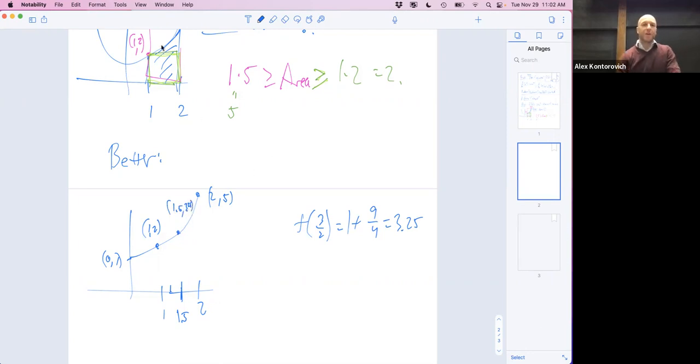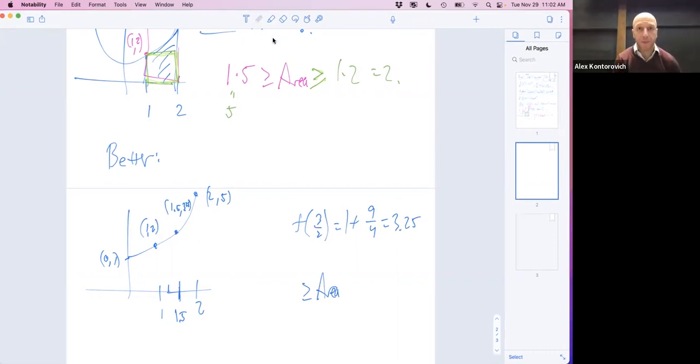And now for an upper sum, the true area is at most these two rectangles here. Let me get a better color. I don't know. You're not children. You don't need me to constantly change the color. Sometimes it helps though.